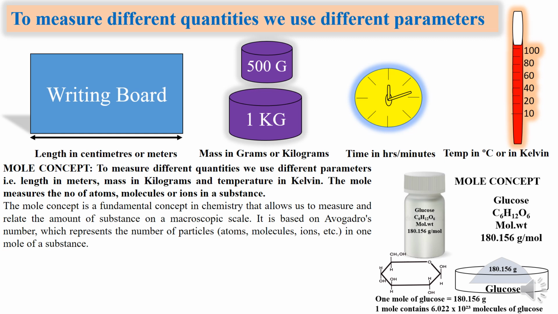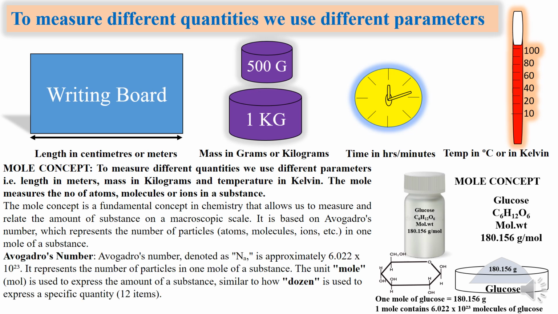Now, the mole concept is based on Avogadro's number, which represents the number of particles. And these particles could be either atoms, molecules, or ions in 1 mole of a given chemical substance. Now, Avogadro's number is approximately 6.022 into 10 power 23 number of particles. And these particles could be either atoms, molecules, or ions.